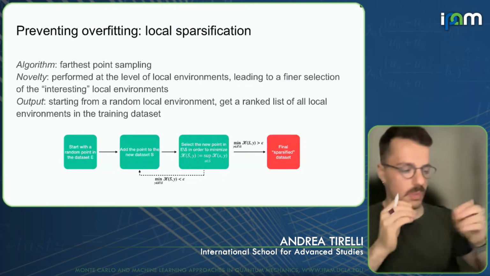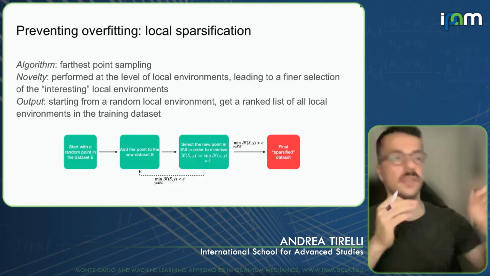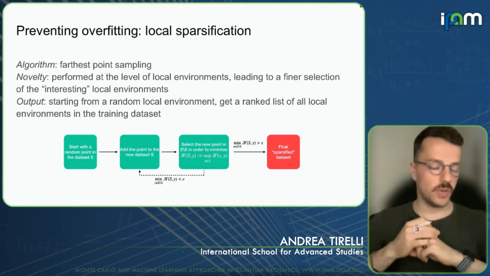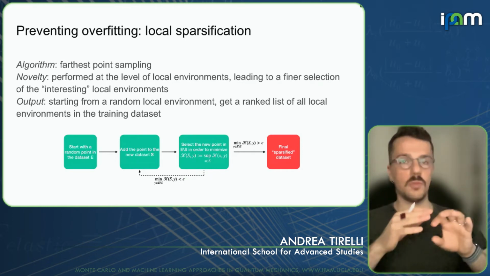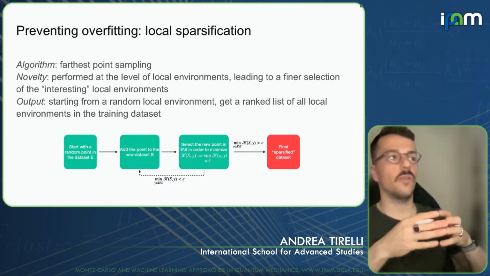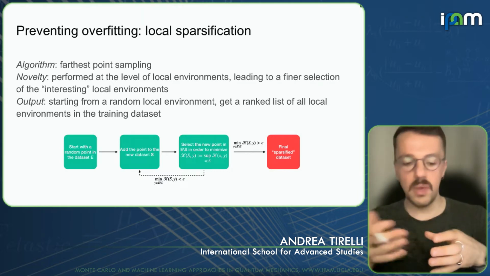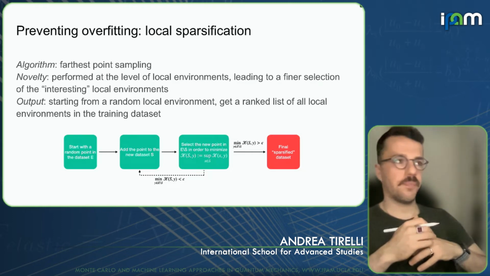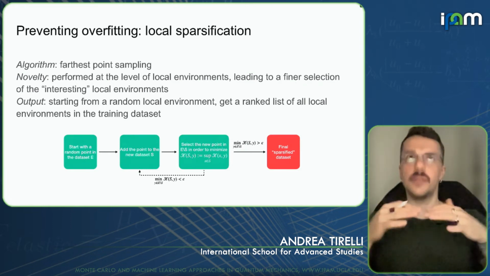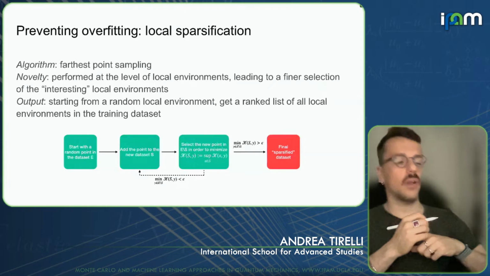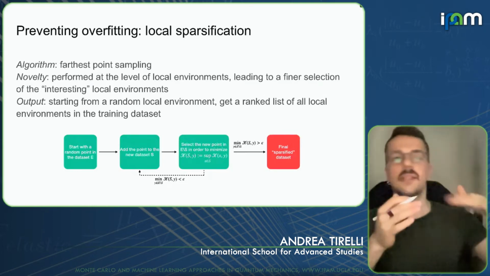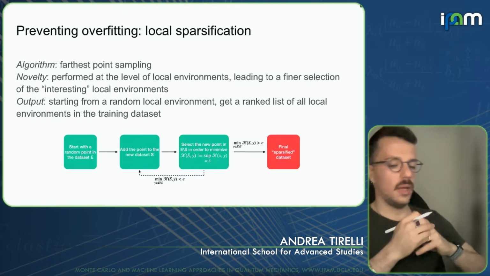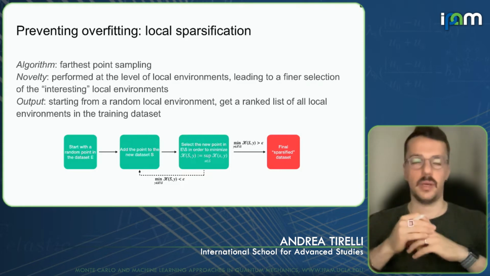And the idea, I'm just going to be very brief here, of farthest point sampling is that we start from a random point, which means a random local environment in our training data set. This is going to be the start of our design set of local environments that we want to keep. And then we keep adding to this design set so that we ensure the highest diversity within those local environments is kept. And at some point we stop, and we can choose multiple criteria to employ as a stopping criterion.